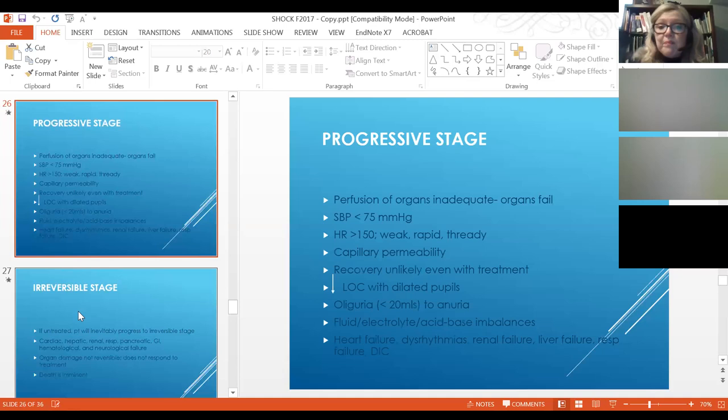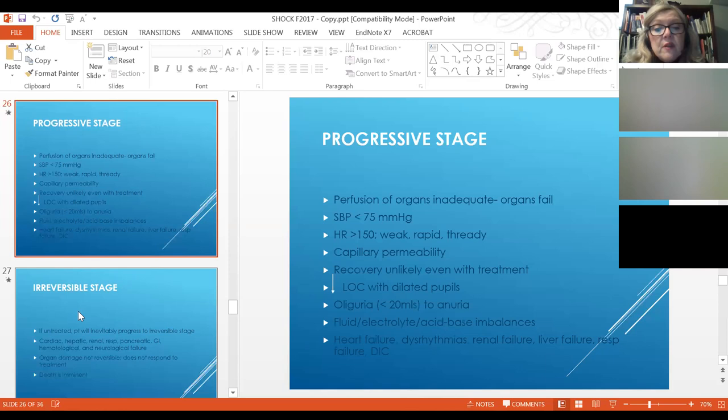The changes in membrane capillary permeability. So you have widening of those spaces and the fluids leaking out into the periphery. And even at this stage, even if we were able to give a massive amount of blood transfusion, even if we were able to give epinephrine for anaphylaxis, there's already such end organ dysfunction that likely this patient will not survive.